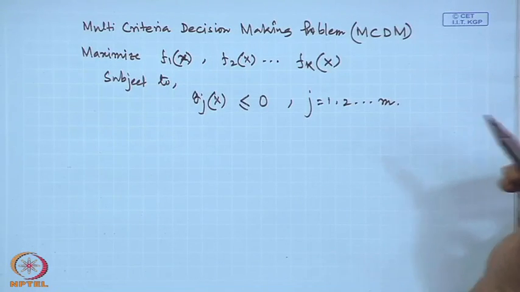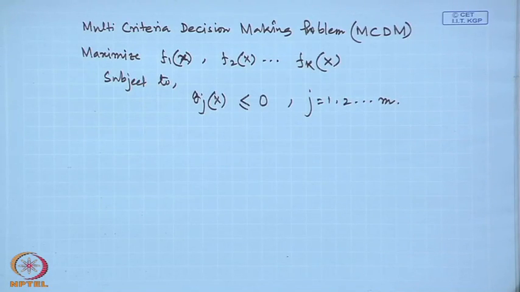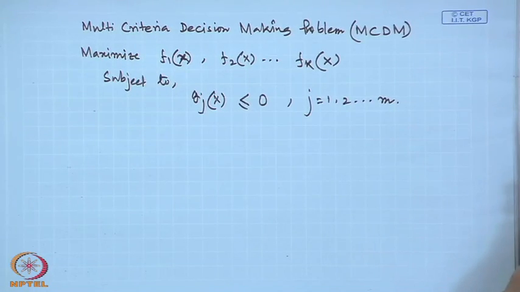If I want to maximize f1 and at the same time maximize f2, both cannot be maximized together or achieved to the fullest extent, because there is a trade-off between them. If I want to maximize f1, the f2 value will go down, and if I want to maximize f2, the f1 value will reduce. If there is such a trade-off, such a conflict between the objective functions, how do we tackle this kind of problem?